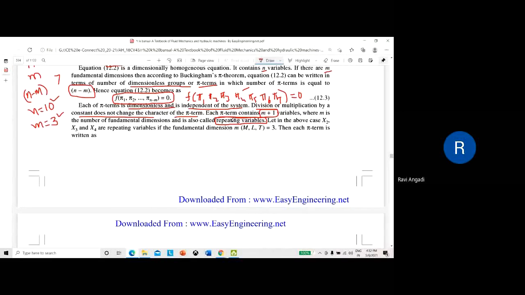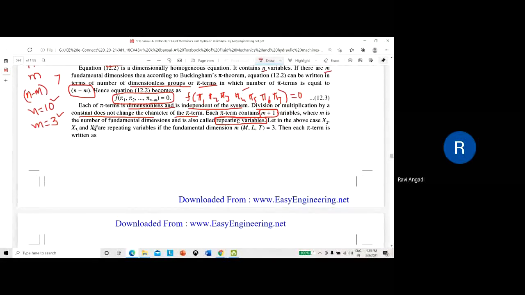Again, I'll come back to this word. What are repeating variables, and how to choose the repeating variables in a pi term? This plays a very important role while solving the problem. Whenever you are writing the pi terms, each pi term will contain m plus 1 variables. M is the number of fundamental dimensions, here 3. 3 plus 1 is 4. Every time, 4 variables will always be present. Every time m plus 1 variables.